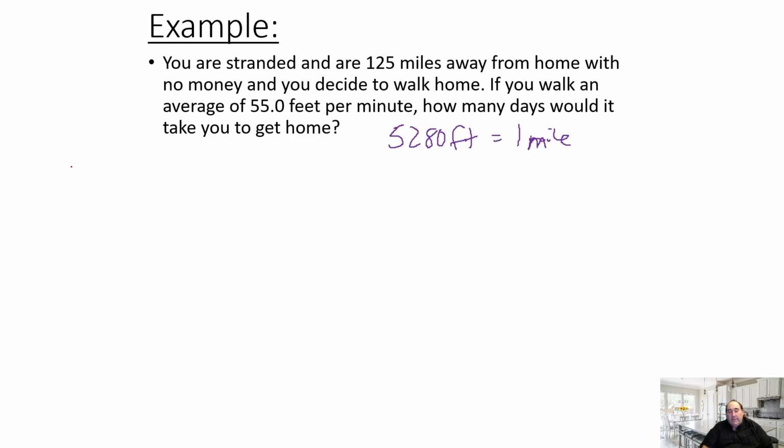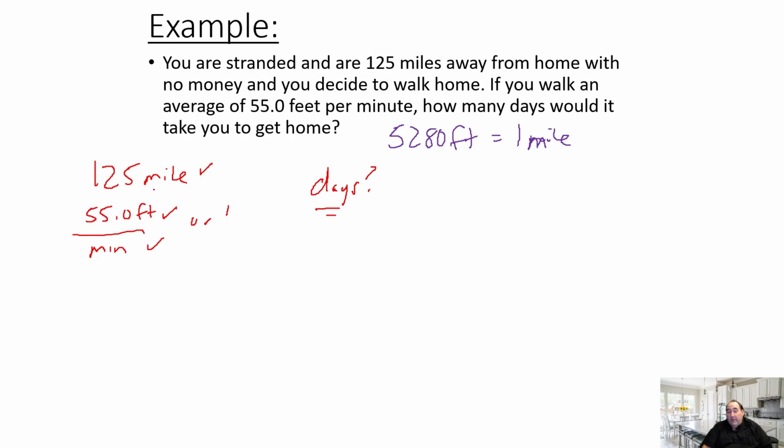Okay, so let's see how we're doing. So clearly we're going 125 miles on that nice fun walk. We're moving at a rate of 55 feet per minute. And we want to know basically how many days that is going to be. So days is a unit of time. This is distance or length, and this is length over time. So we could really use that rate as a conversion factor. We could use it the way it's written as 55 feet per minute. We could also flip it around if we needed to, put minutes up on top and 55 feet on the bottom.